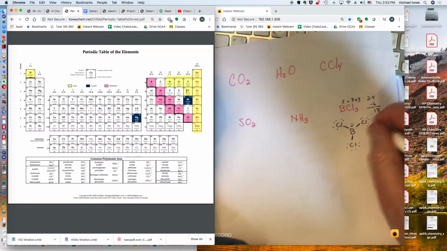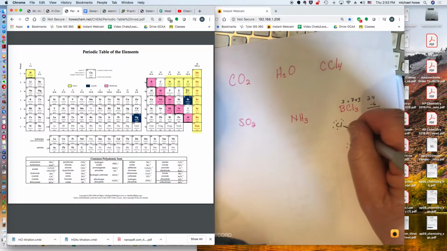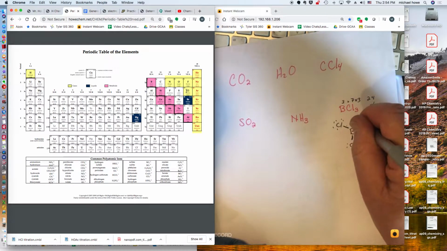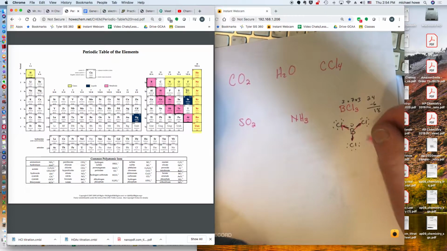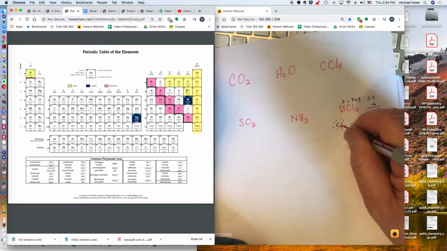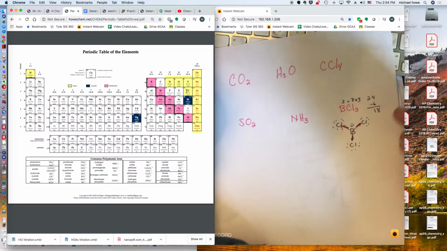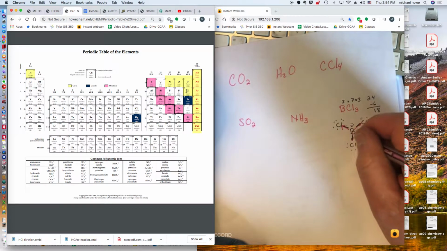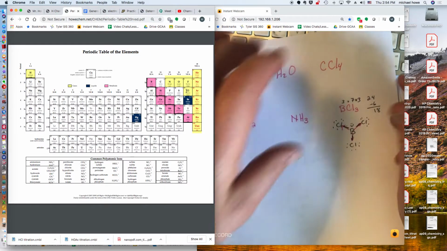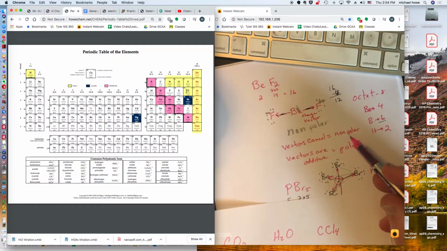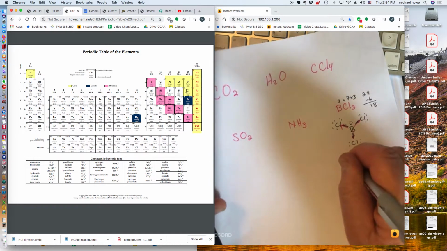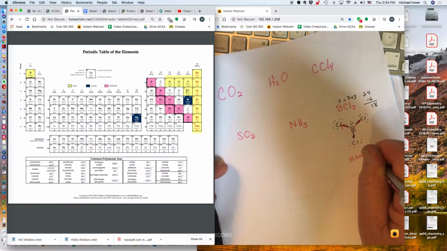All right, so now we look at the electrons. They're going to be pulled toward the more electronegative element, which is the chlorine. So now you've got these ropes. The whole thing's flat, and you're pulling evenly on them, so these charge vectors are going to cancel. And if the charge vectors all cancel, then the molecule is nonpolar. So that one is a nonpolar molecule.